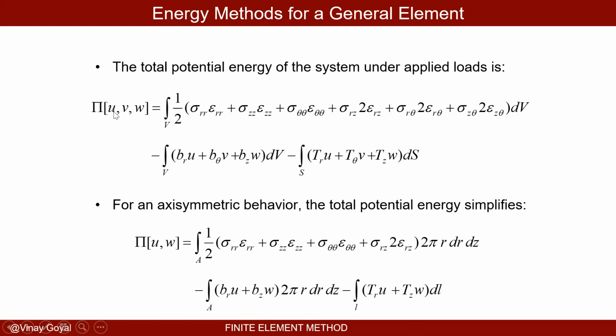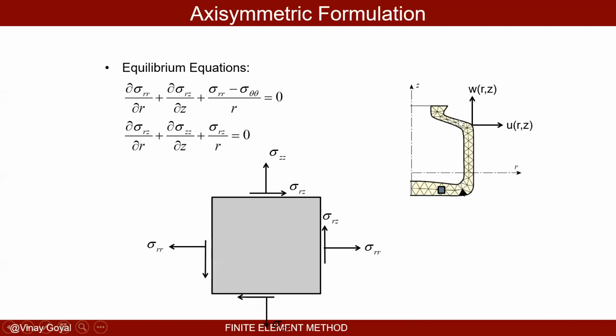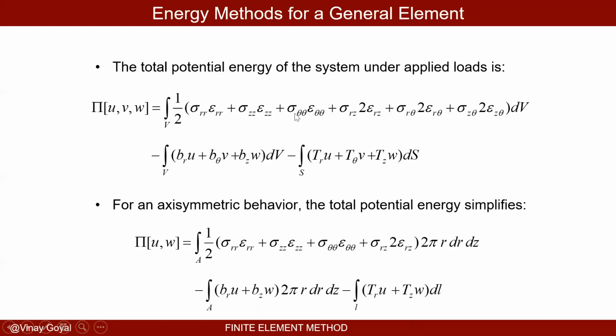U here is a radial coordinate. W is the axial deflection. Sorry, U is a deflection in the radial coordinate. W is a deflection along the axis of revolution. We cover that. And V is a circumferential deflection, which we're going to assume is zero in our case.